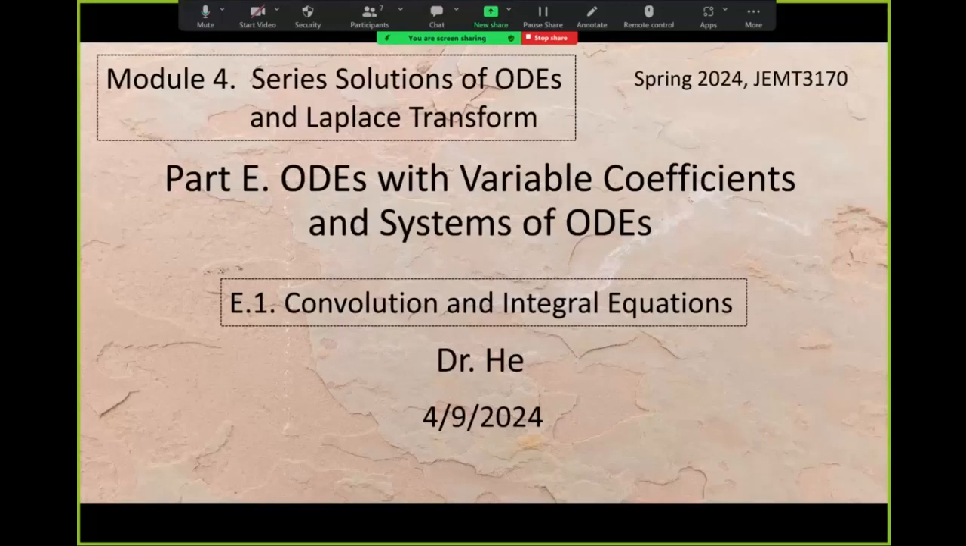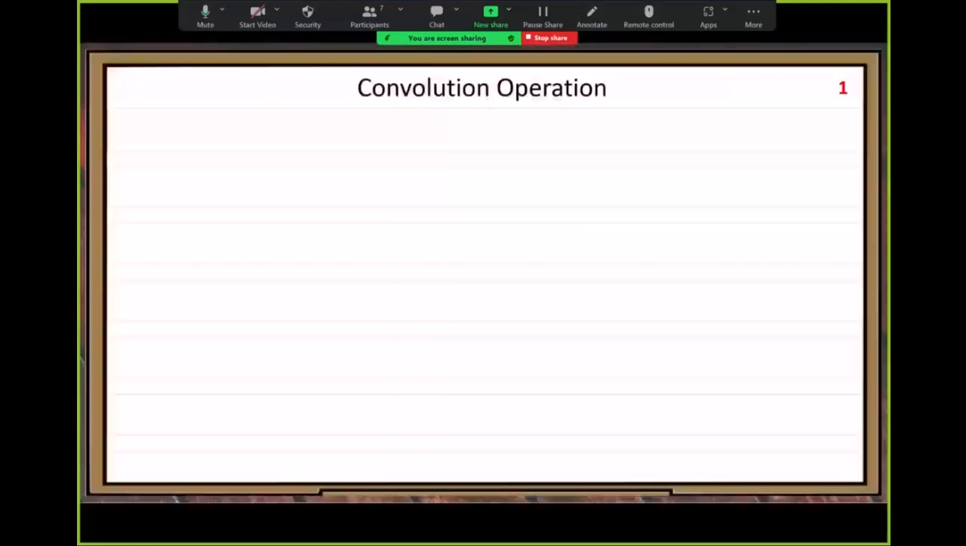Here, we do not use digital convolution. We use continuous convolution, the original meaning of convolution. All right, let's look at the definition of convolution. What's the convolution? Convolution operation.